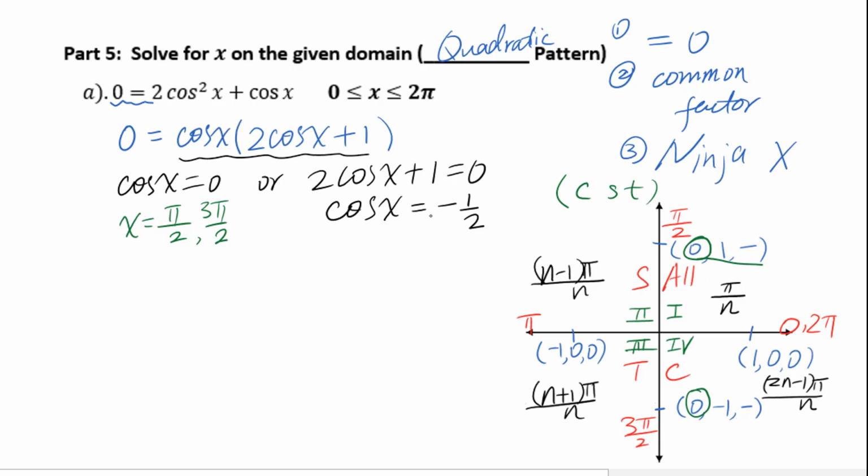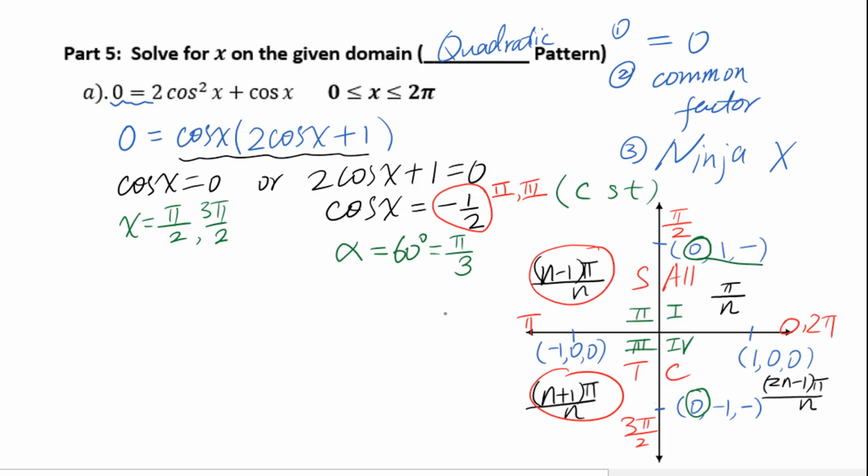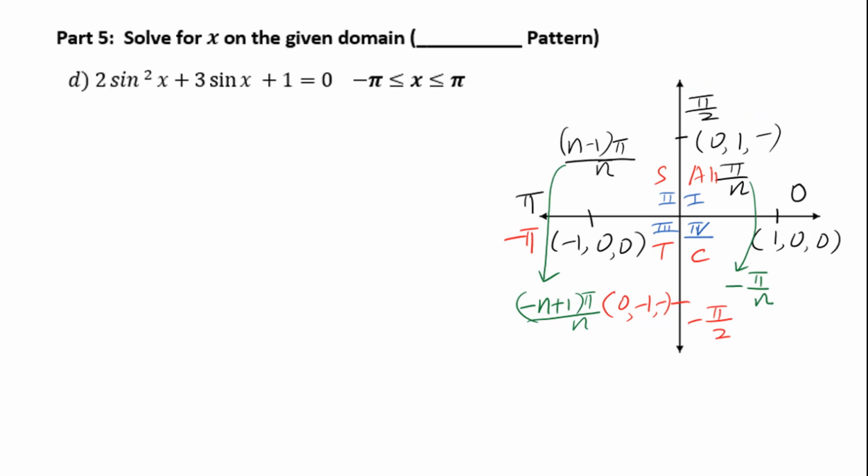For cosine x equals -1 over 2, we need to get the reference angle. That is 60 degrees equals pi over 3. Since this number is a negative, which means to go to second and third quadrant. So we got to use this one and this one. N equals 3. Therefore, your x equals 2 pi over 3 and 4 pi over 3. So you have 4 solutions to this equation. Let's go to D.